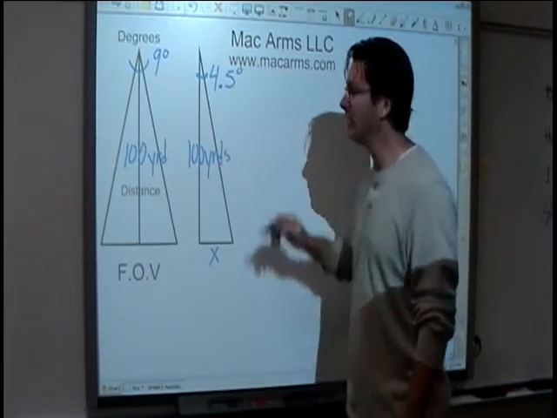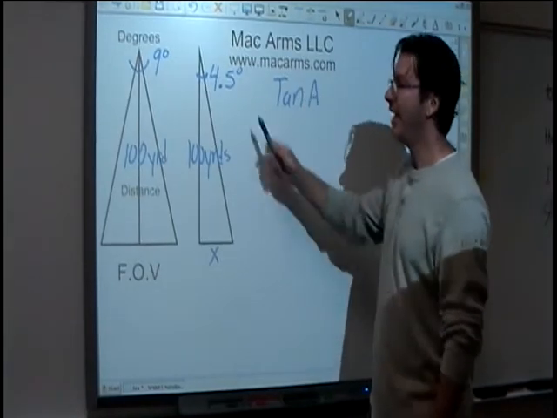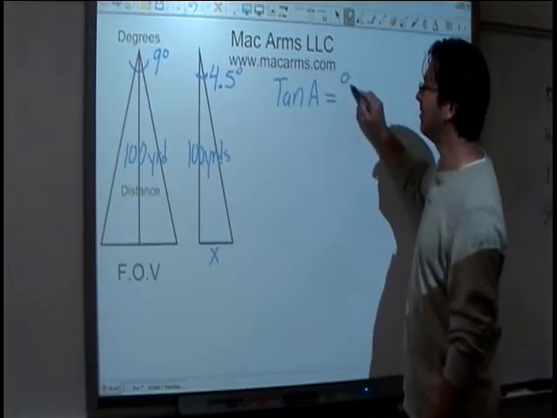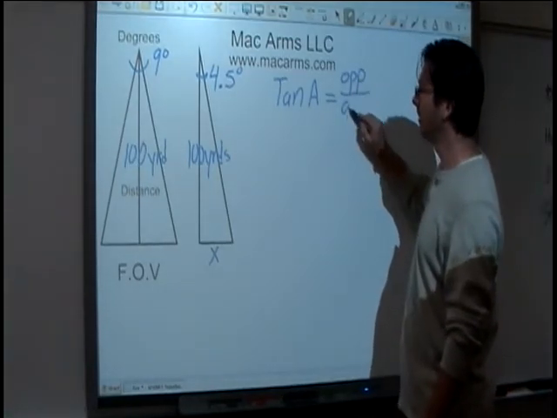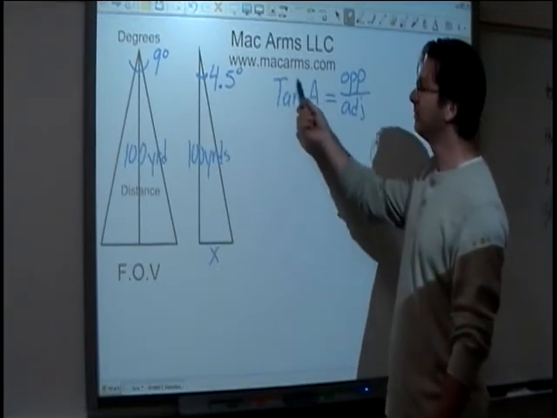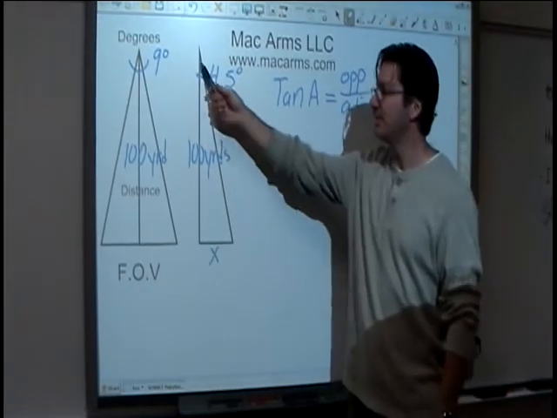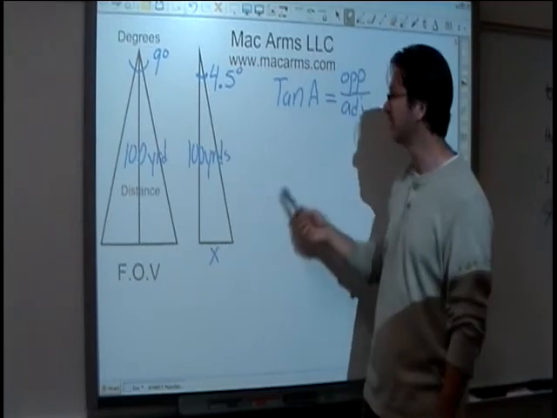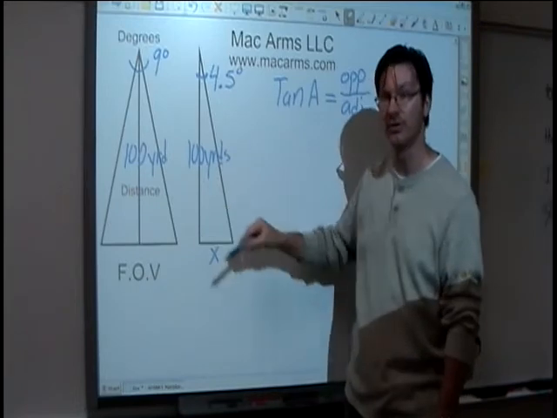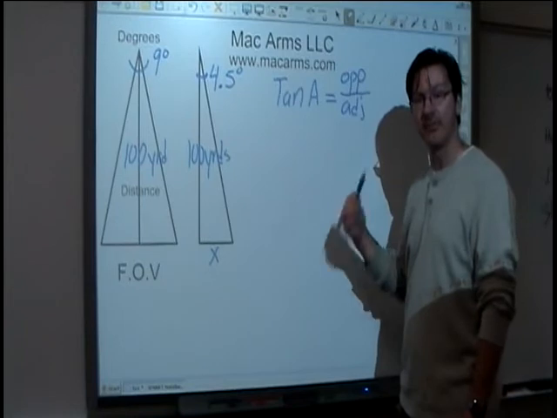So with this information, I can use this formula. It's tangent of angle A. So the tangent of angle A is going to be equal to the opposite side of the triangle divided by its adjacent side. So for example, the tangent of angle A, which is 4.5 degrees, is equal to the opposite side, which is going to be X, over the adjacent side. So the adjacent side of the angle is going to be the 100 yards. So now I can rearrange this and then plug my information in and solve.